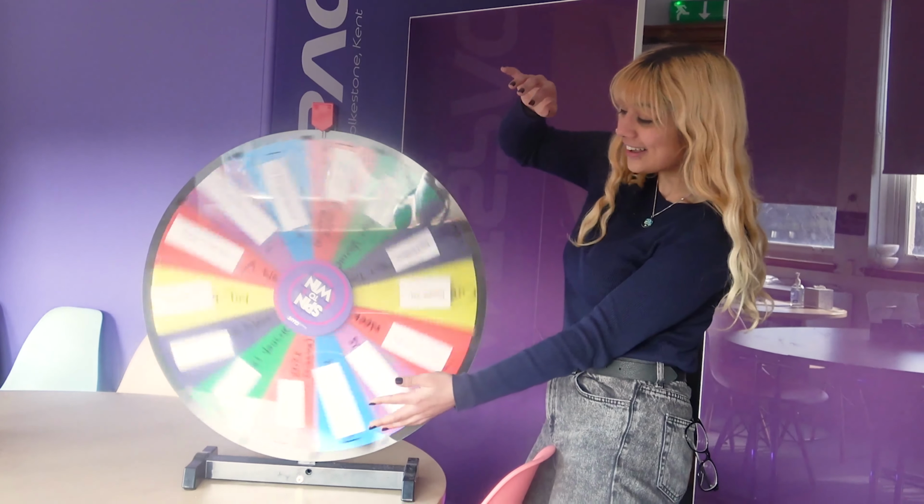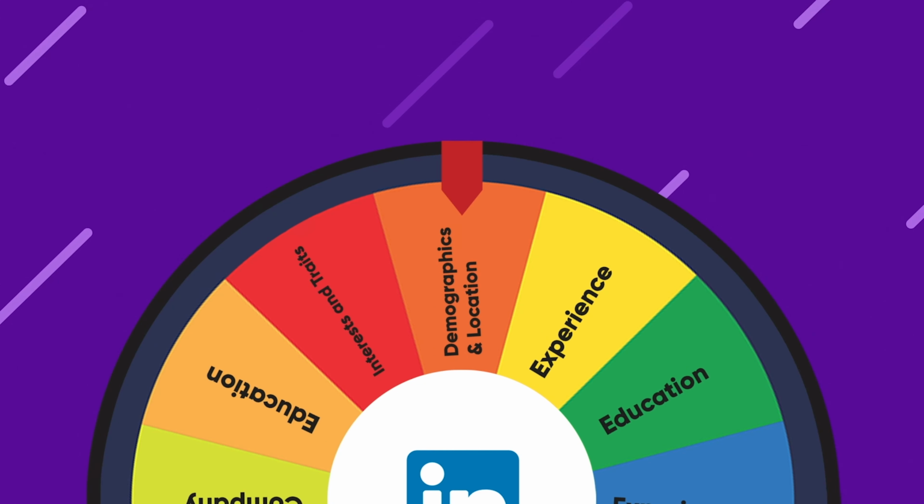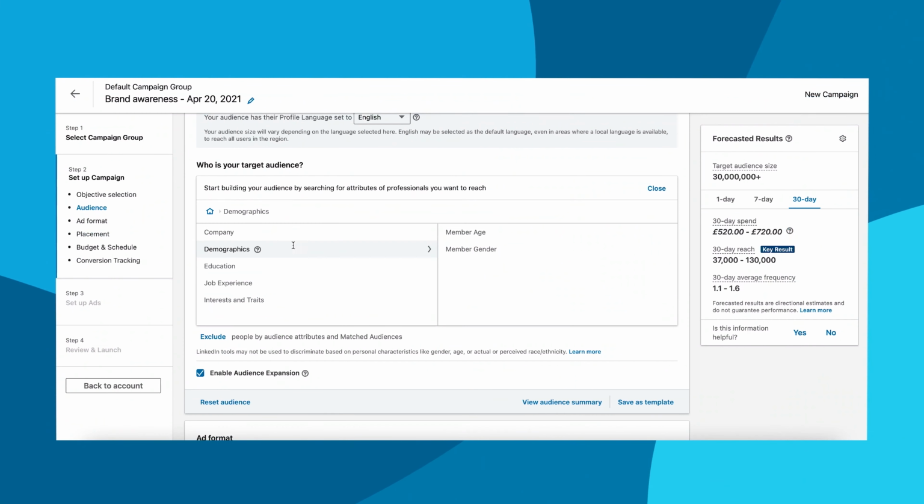Next up on the wheel, demographics and location. Again, like it says on the tin, this allows you to target people based on broad categories of age and gender, as well as their location. You are, however, limited on running ads that target gender and other characteristics if the ad relates to employment, housing, education, or credit. This is in a bid to prohibit discrimination.